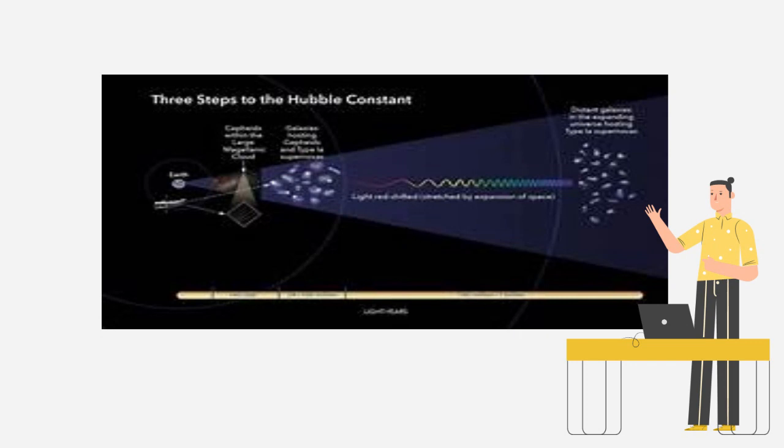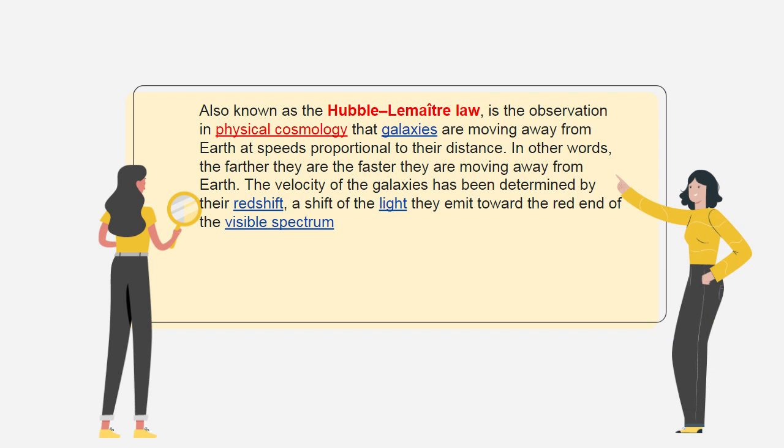The Hubble constant, also known as the Hubble-Lemaître law, is the observation in physical cosmology that galaxies are moving away from the Earth at a speed proportional to their distance. In other words, the farther they are, the faster they are moving away from the Earth. The velocity of a galaxy is determined by the redshift, as the light they emit shifts towards the red end of visible light.